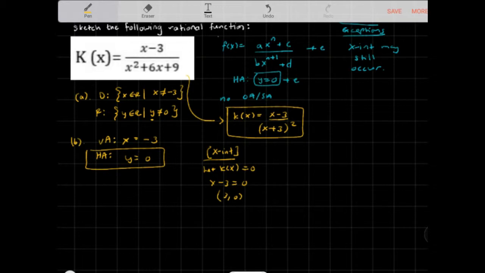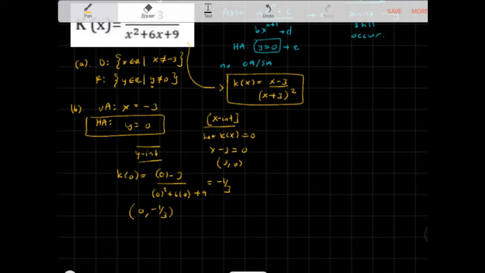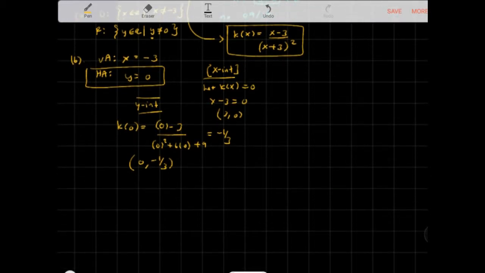Now, we can also solve for the y-intercept. If we're solving for the y-intercept, I'm going to let x equal 0. So k of 0 is (0 minus 3) over (0 squared plus 6 times 0 plus 9), so you're going to get -1/3. So you're going to get (0, -1/3). This is basically your y-intercept. Alright, so now we have our vertical asymptote, our horizontal asymptote, and our intercepts. Let's create a sketch here. I'm going to implement a grid.